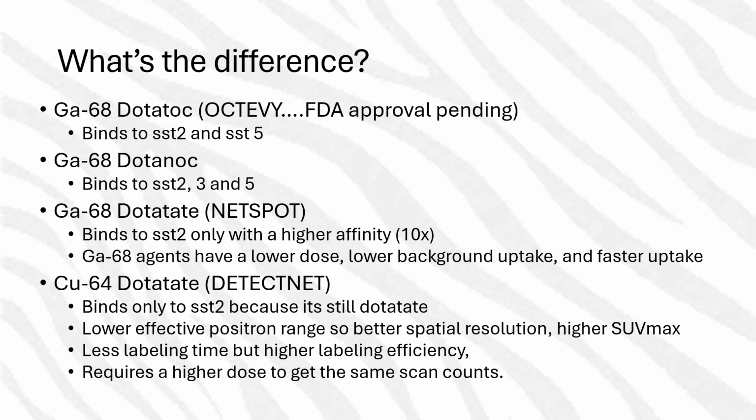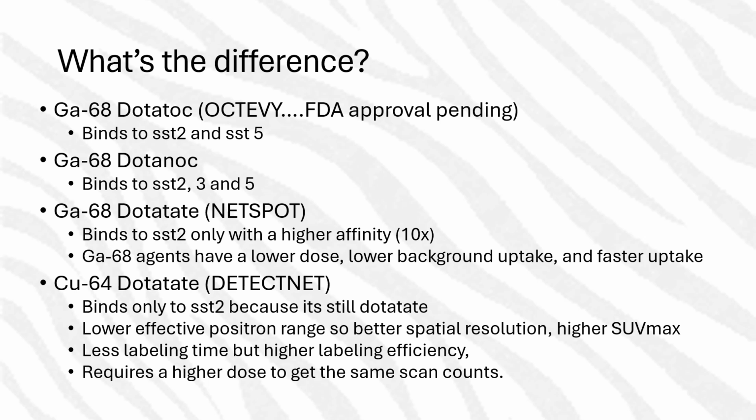And then with the gallium-68 dotatate, also known as NETSPOT, this one only binds to the somatostatin 2, but it has a 10 times higher affinity for the somatostatin 2 receptors than the other agents do. Gallium agents in general will have a lower dose than the copper agent. They will also have a lower background uptake, so they'll have a better target to non-target ratio, and they also have a faster uptake from the bloodstream into the neuroendocrine tumors.